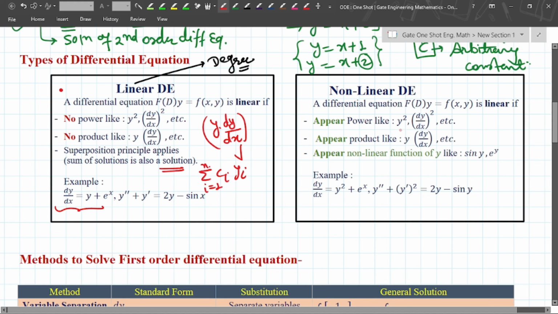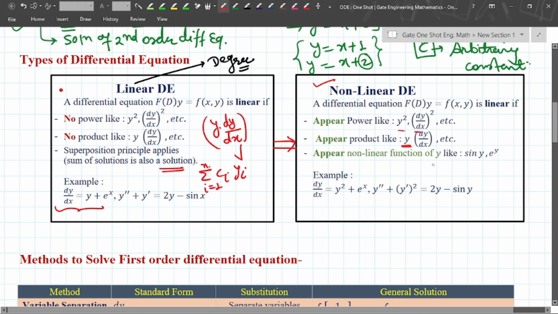On the other hand, a non-linear differential equation is the opposite of this kind of differential equation. If terms like y square appear in the differential equation, it is a non-linear differential equation. Similarly, if the dependent variable is multiplied with its derivative, then it is also a non-linear differential equation.